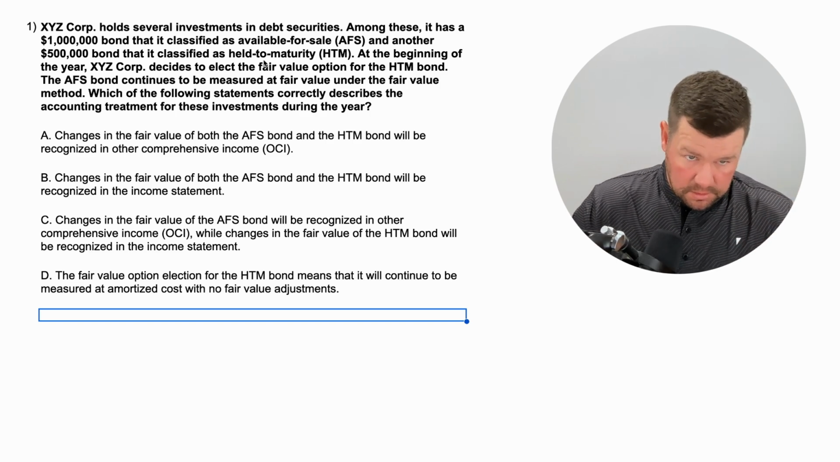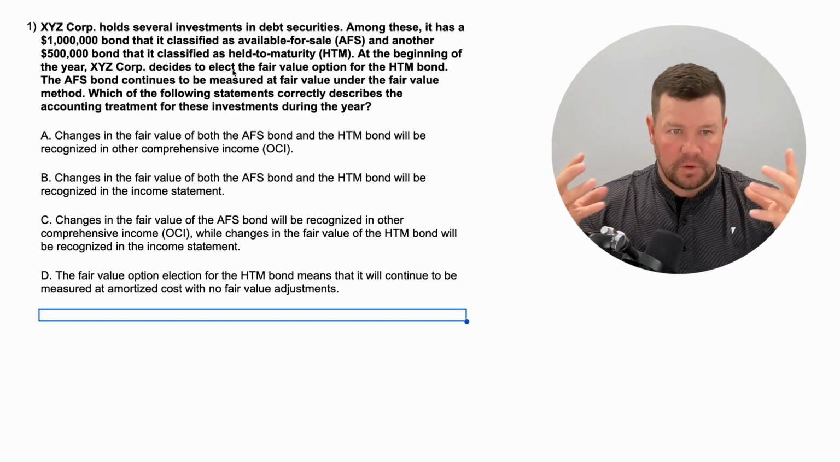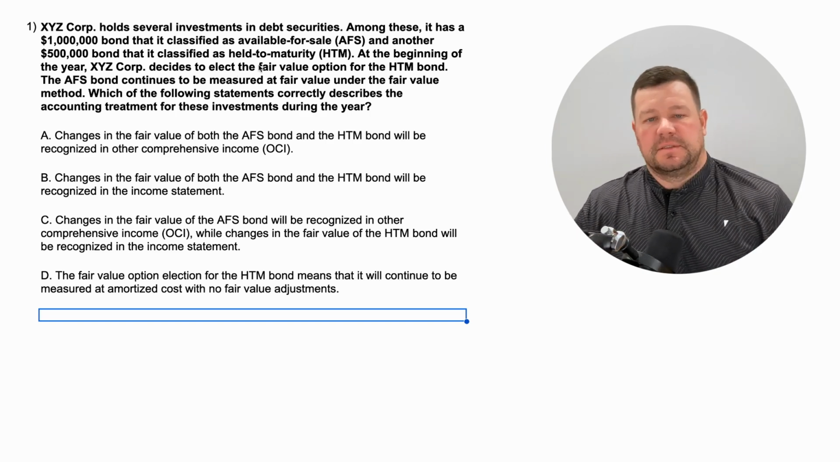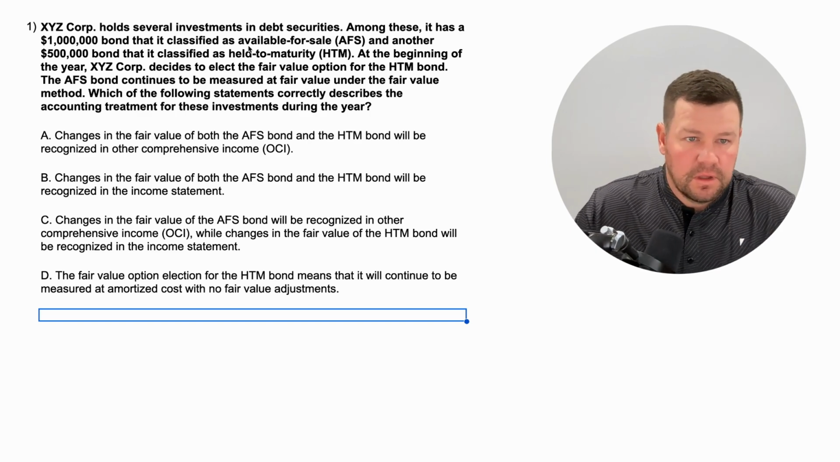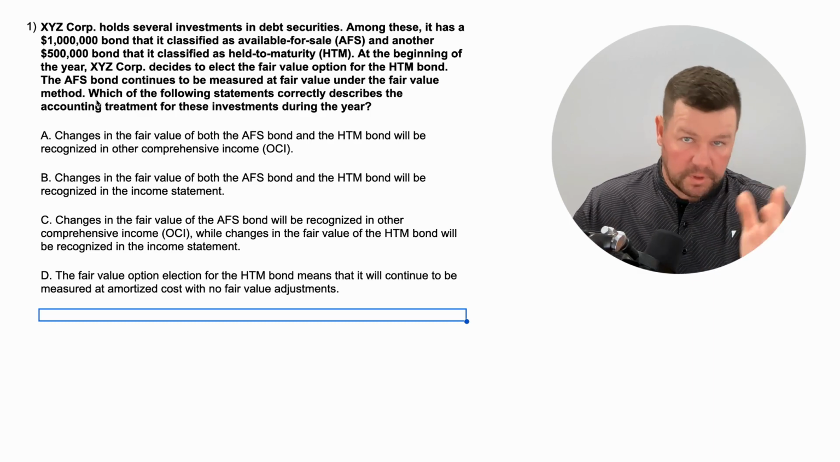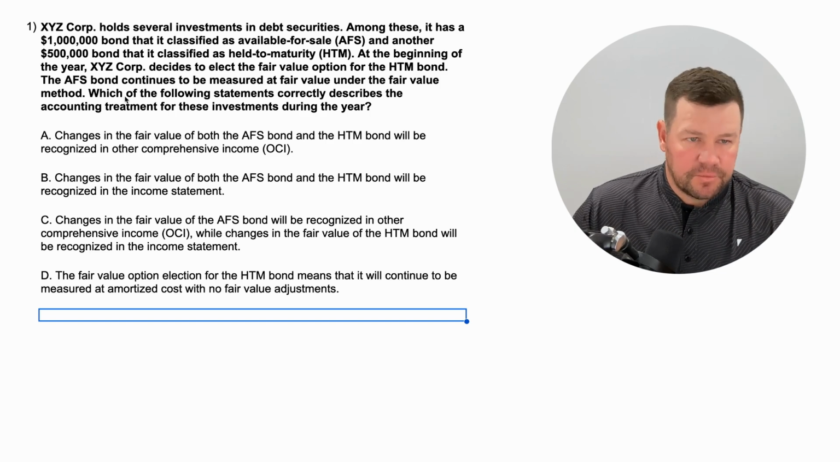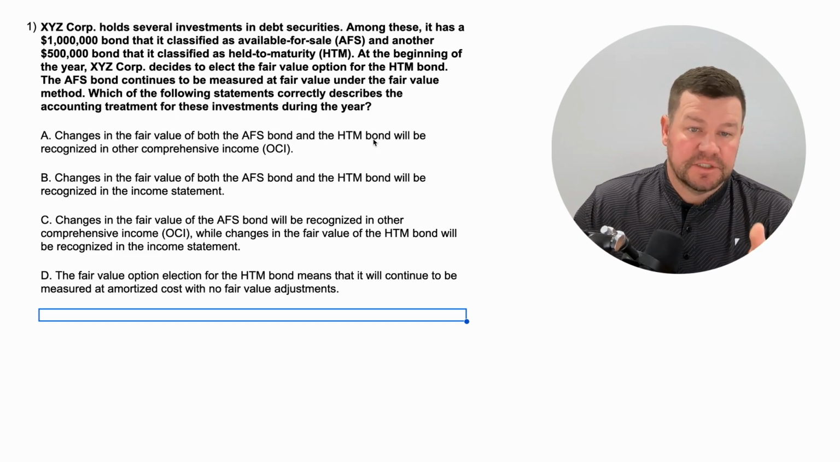Okay, so for your purposes, again, this whole approach of trying to learn from the questions, you're looking at questions almost like a detective, it's a hokey example. So we have 2 things mentioned here, the fair value option and then the fair value method. We'll get to that, but then we have the real question. Which of these statements correctly describes the accounting treatment for these investments during the year? A, the changes in the fair value of both the AFS bond and the HTM bond will be recognized in OCI.